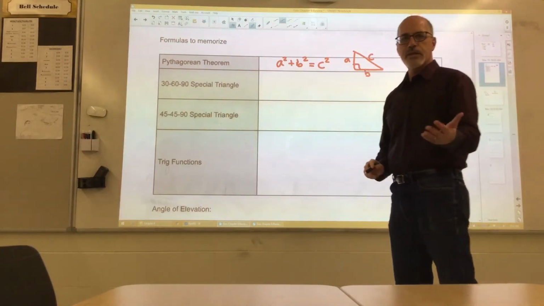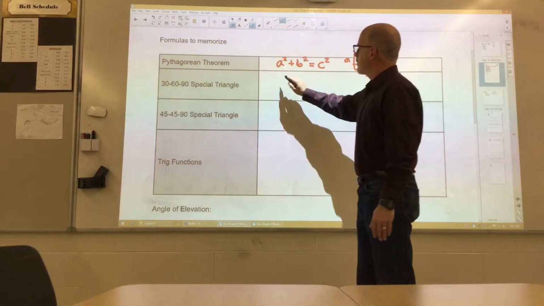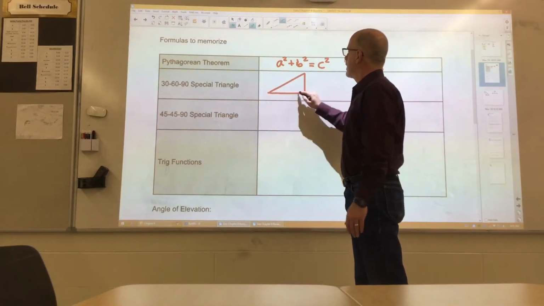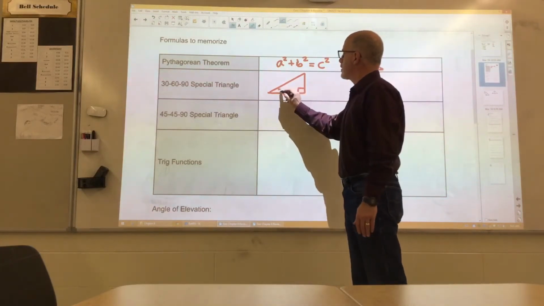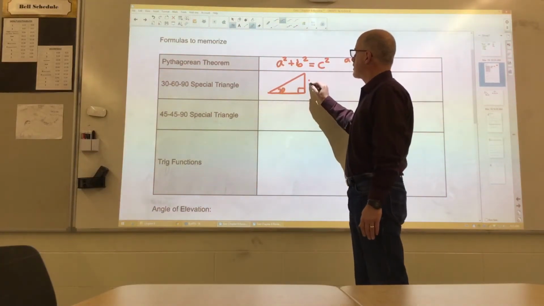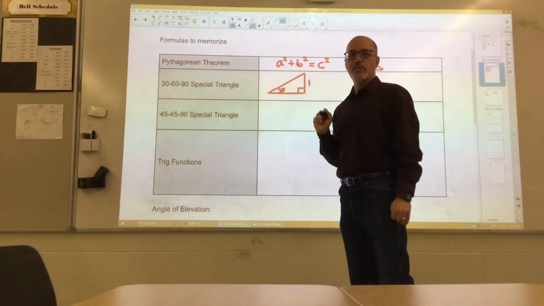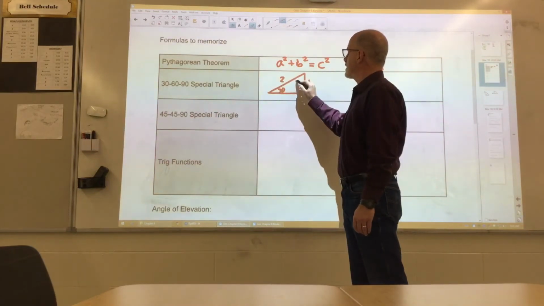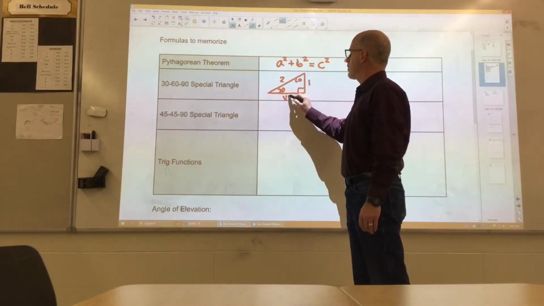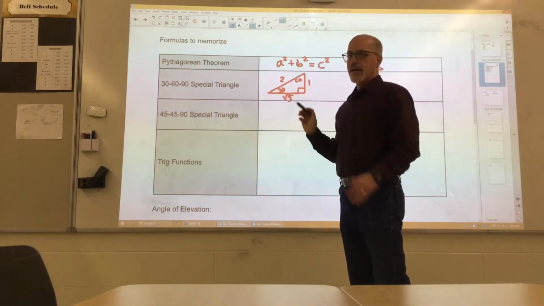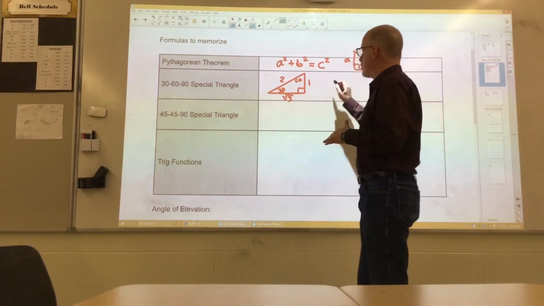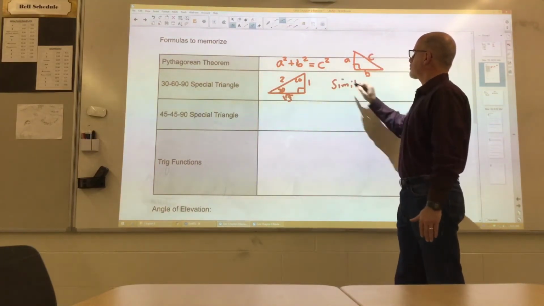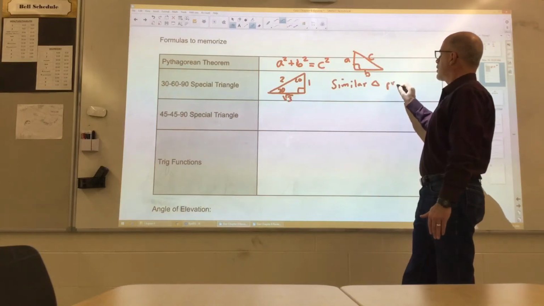Now there are two special right triangles that we've dealt with. The first one is a 30, 60, 90. And on this one, opposite the 30-degree angle, our base side is going to be a 1. The hypotenuse is going to be a 2. And then opposite the 60-degree angle is going to be square root of 3. You have to memorize the base triangle and then use similar triangle proportions in order to solve the problem.